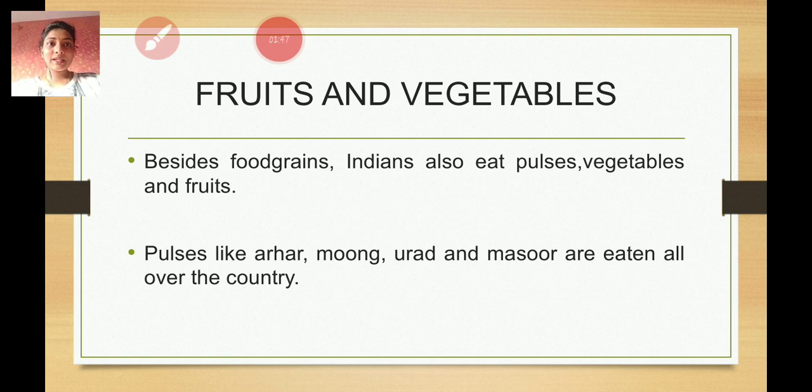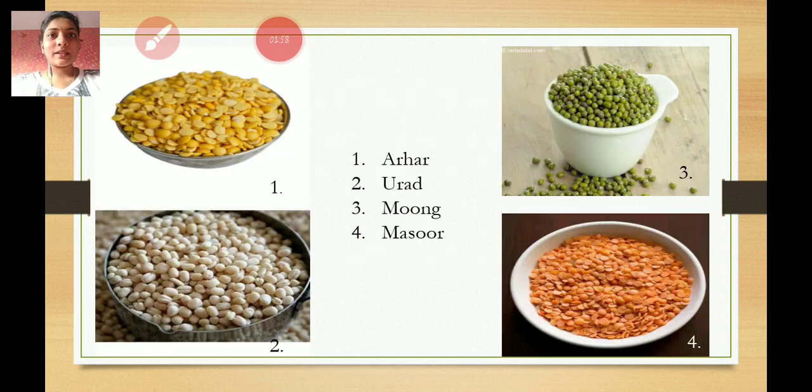Pulses like arhar, moong, urad, and masoor are eaten all over the country. Now, let us see which are all these pulses. Can you see the yellow dal over here? The first one is the arhar dal. The second white one is the urad dal. The third green one is moong, and the last orange one is the masoor dal. Children, you can ask your mother to show you all these pulses.